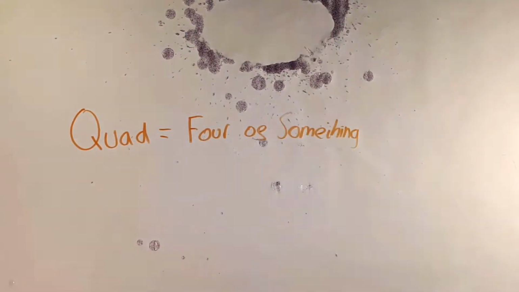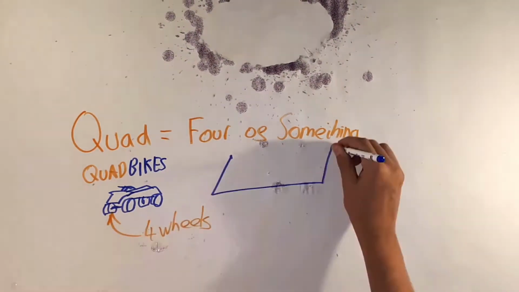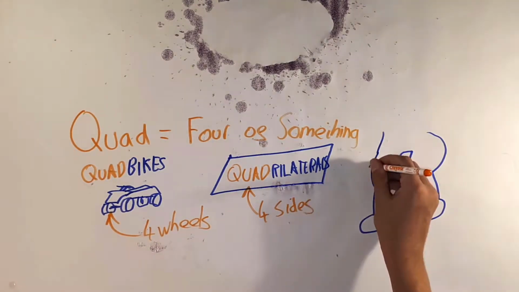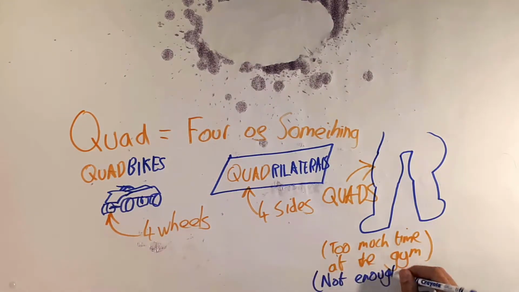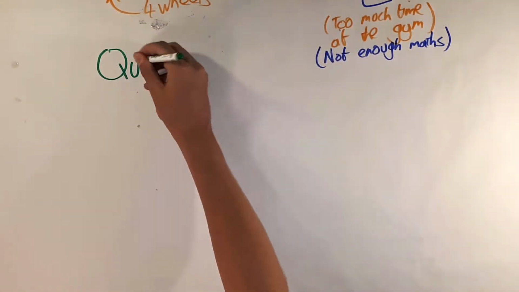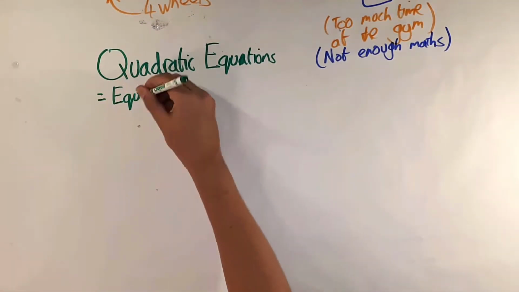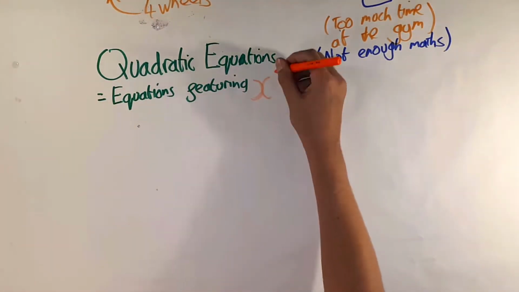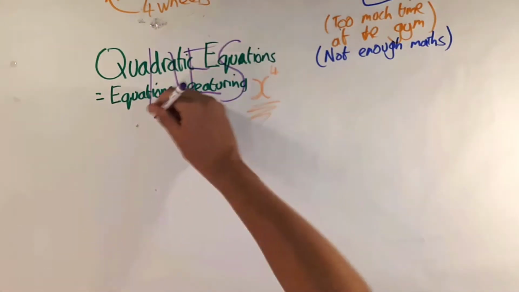Quad is commonly known to mean 4. We have quad bikes, quadrilaterals. The muscle quads are actually named that because they take 4 million hours to gain. And all this is why quadratic equations are equations featuring powers of x up to a maximum of 4. But unfortunately, that's not true at all.